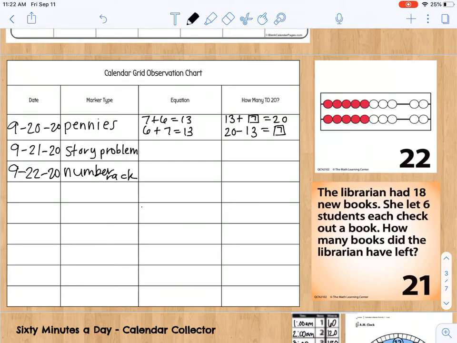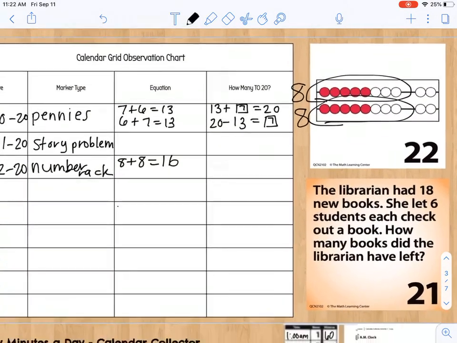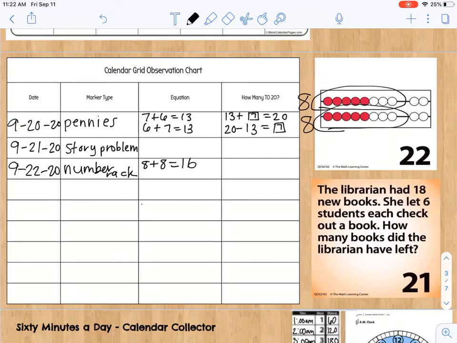Good. I see some of you might be noticing that there are 8 beads on the top and 8 beads on the bottom. So you might be thinking that 8 plus 8 equals 16 beads in all. We could turn our addends around, but since our addends are identical, they are both an 8 in this number rack, we don't need to write down that other equation because it looks exactly the same.